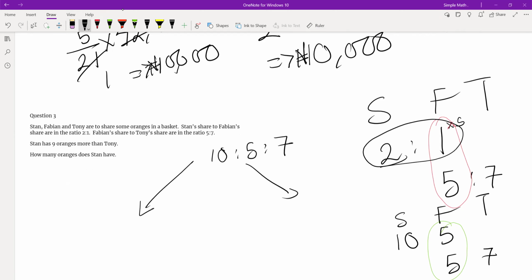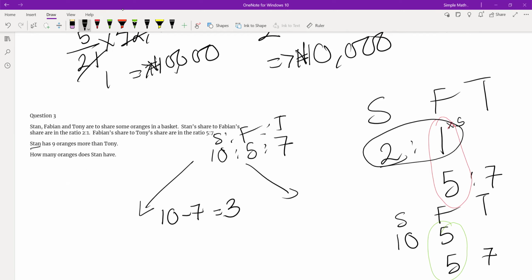The very quick way is to ask yourself: what is the difference between, so we're comparing Stan and Tony, so this is SFT, T, right? What is the difference between Stan's ratio and Tony's ratio? That is 10 and 7. We're subtracting the actual ratios. So 10 minus 7 is 3. So their ratios have a difference of 3.